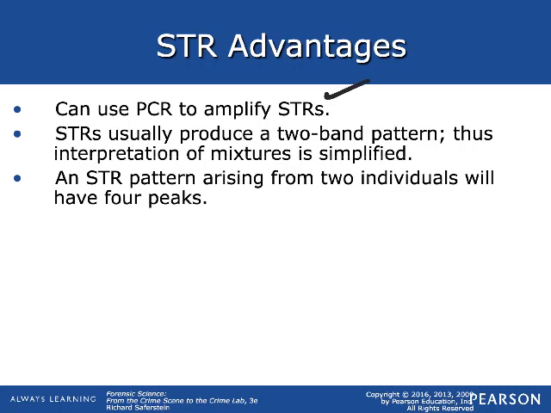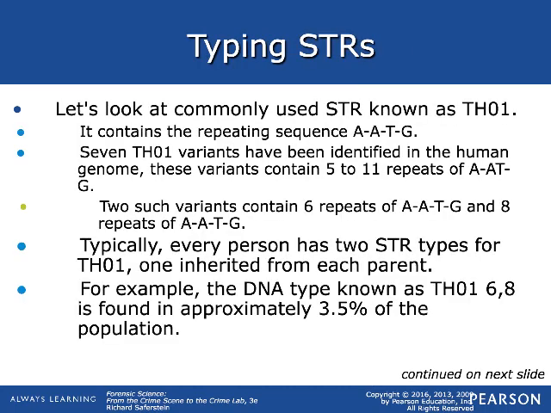STRs usually have a 2-band pattern, so I have to show you what that means in lab. It makes it really straightforward to interpret. I'll have to show you in lab the banding pattern and peaks and stuff like that. So one person will give 2 bands, but if you have 2 individuals, you'll end up with 4 bands. So I'll try to explain that to you in lab.